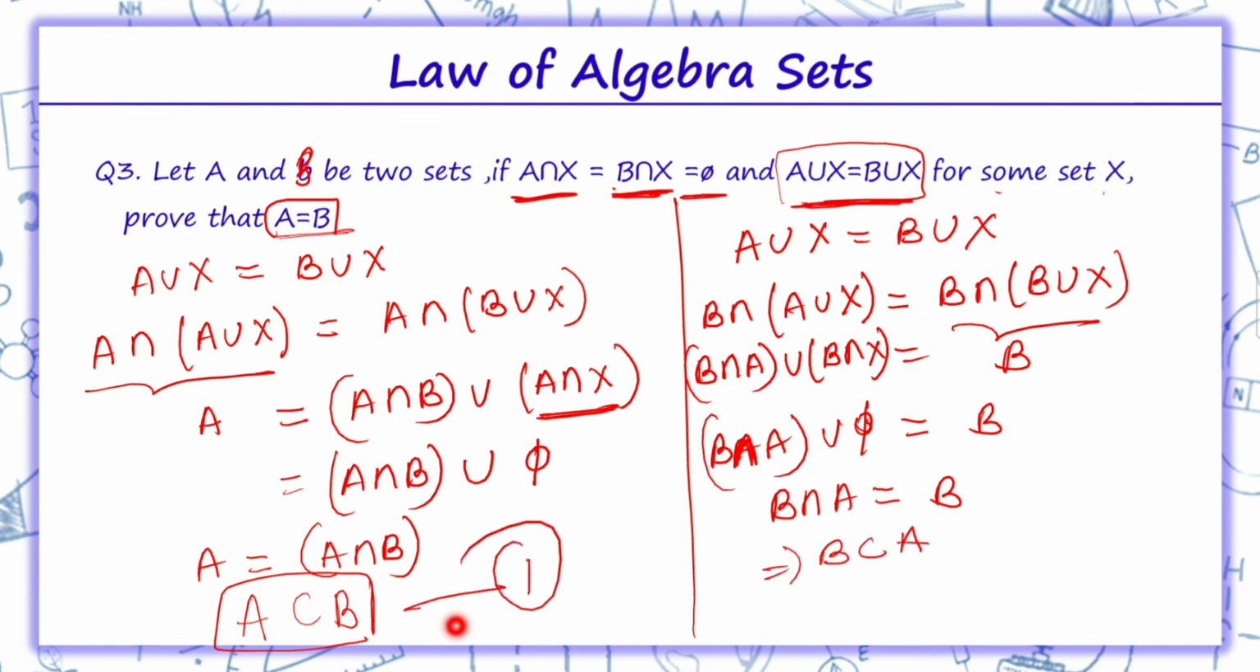So firstly we proved A is a subset of B. Now we proved B is a subset of A. By first and second we can write A is equal to B. So this is how we have to apply the laws of algebra of sets in solving our questions.